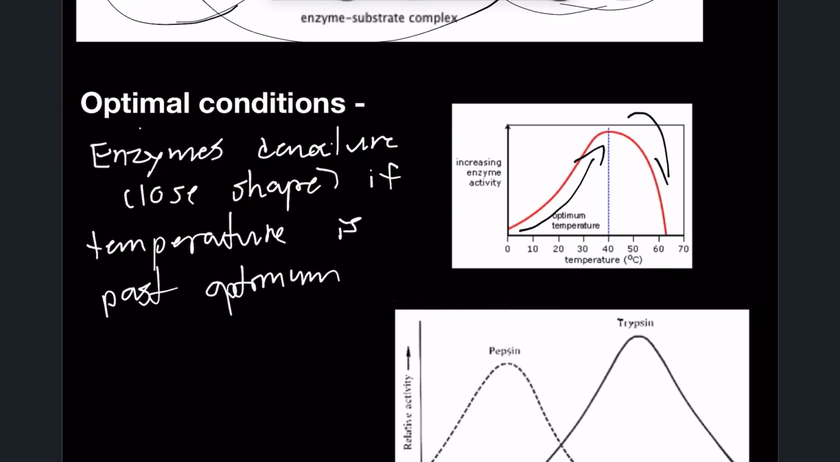Because if it gets too hot, the bonds that hold together the enzyme and the protein will start to break apart, and the enzyme then denatures, which we see here with a rapid decrease in enzyme activity. So the closer you are to the optimum temperature, the better it is. And once you get past that, or are higher than that, there's a rapid loss in enzyme function.